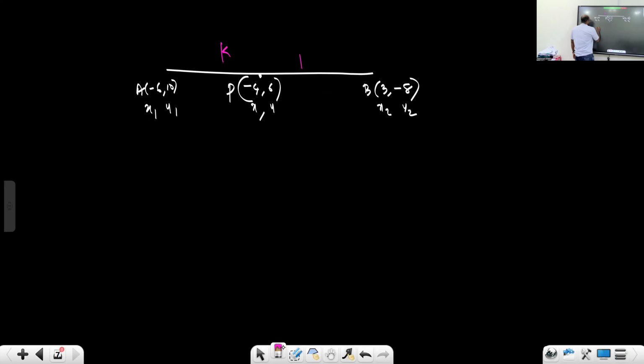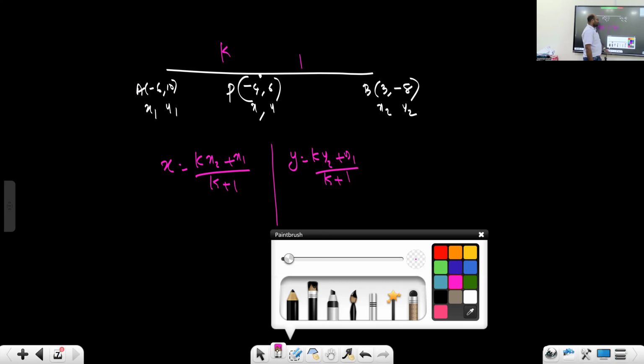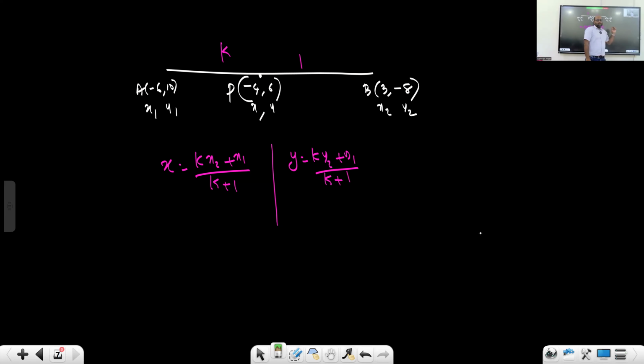Therefore, by the section formula, x equals (k x2 plus x1) by (k plus 1), and y equals (k y2 plus y1) by (k plus 1). This is the formula. Everything you know, just substitute. Actually the first one is enough, but to make sure, use the second one as well.